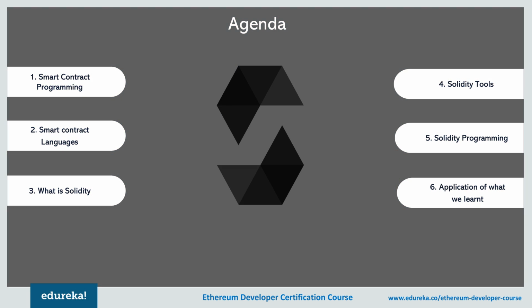We're going to start off with discussing smart contract programming. Then we're going to see the different smart contract languages that are available for us to program on Ethereum's network. Next, we're going to see what Solidity is and why Solidity has become so famous over time. Drilling down further, we're going to discuss the Solidity tools that are actually used for developing code. And then we're going to get into the weeds of actual Solidity programming. Then in the end, we're going to build our very own smart contract that simulates a lottery with all the concepts that we learned throughout the entire video. Okay, so let's get going.